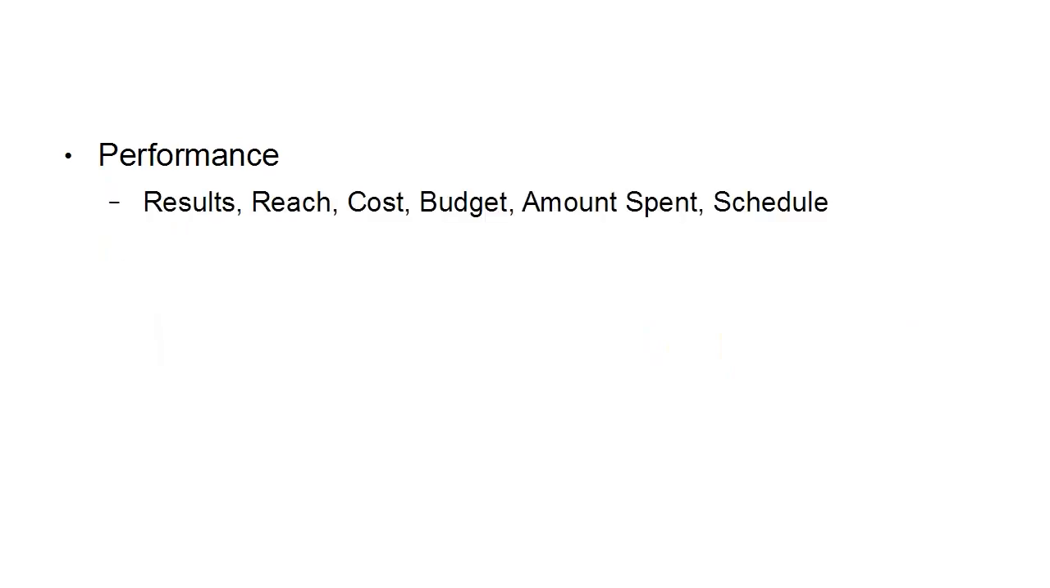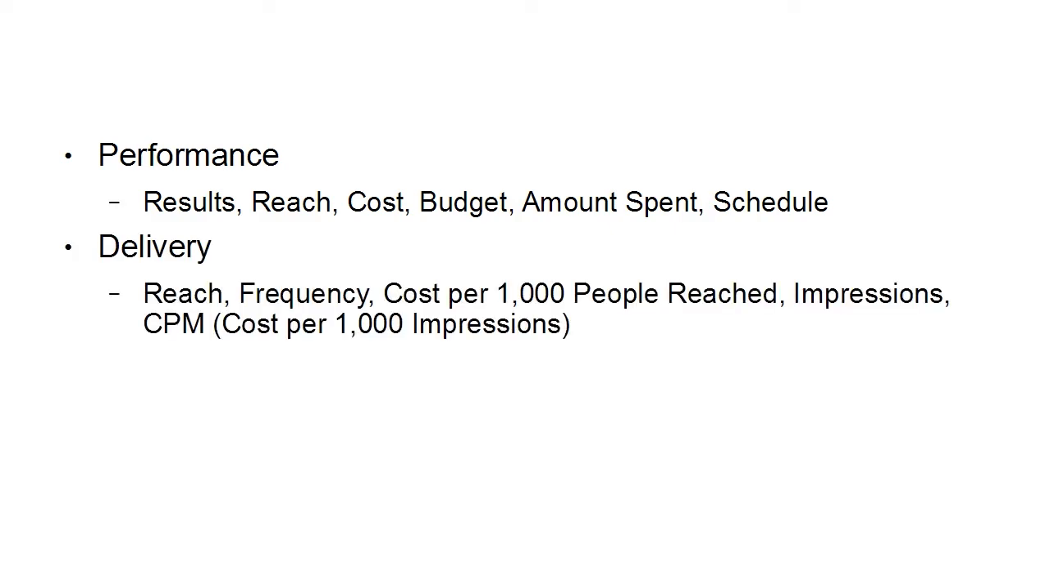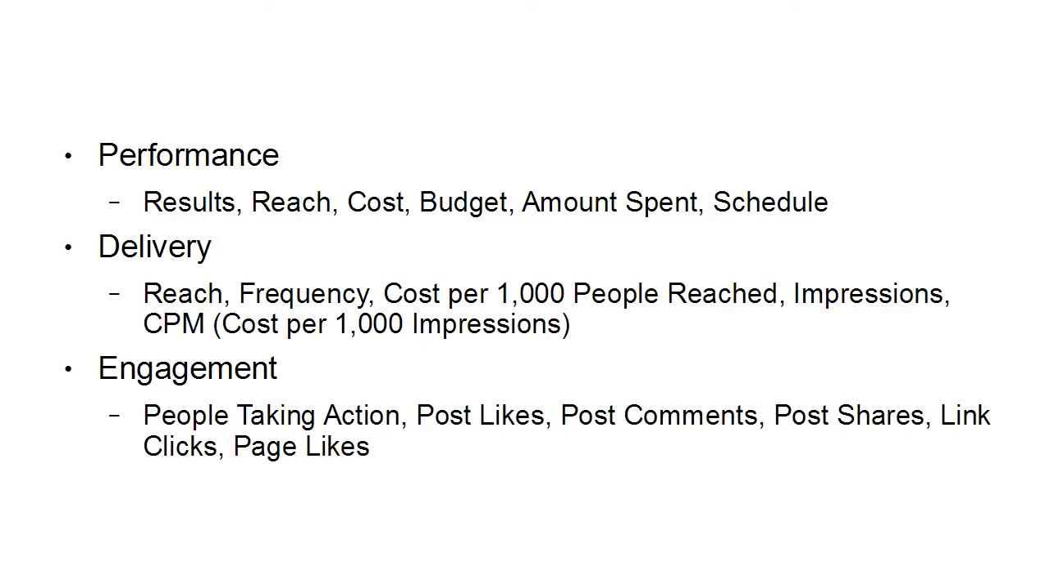First of all, there's the performance, and these are the results, reach, cost, budget, amount spent, and schedule. Then there's delivery: the reach, frequency, cost per 1,000 people reached, impressions, and CPM, that's cost per 1,000 impressions, and this is if you're doing CPM rather than PPC. Then you've got engagement. This is people taking action: post likes, post comments, post shares, link clicks, and page likes.